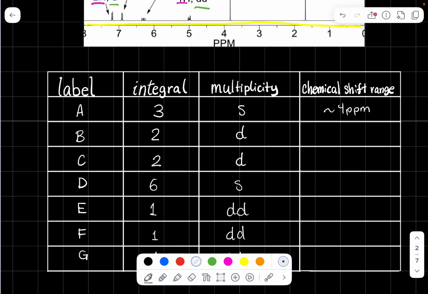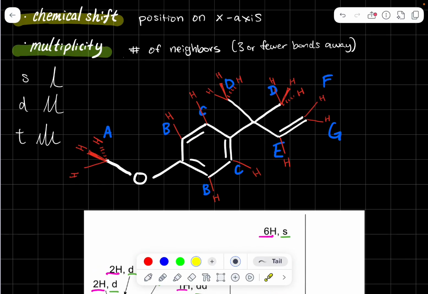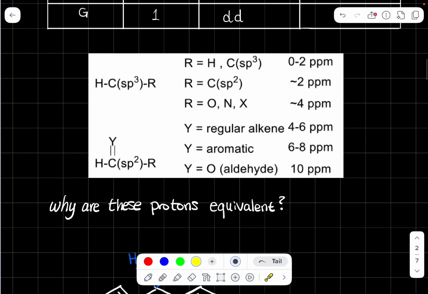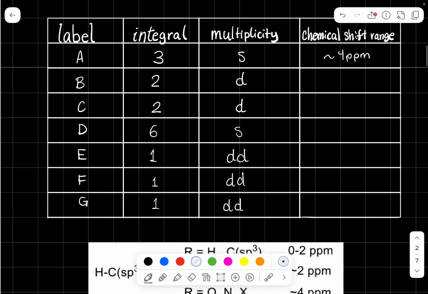Let's try another one. Proton C is on an sp2 carbon, and that sp2 carbon is part of a benzene ring. If we look at our chart, that corresponds to this: a hydrogen connected to an sp2 carbon, which is part of an aromatic ring. Because of that, we say that the chemical shift is going to be between 6 to 8 ppm. And we can record that again in our chart. Go ahead and pause this video to try the rest, and then we'll cut to the answers.